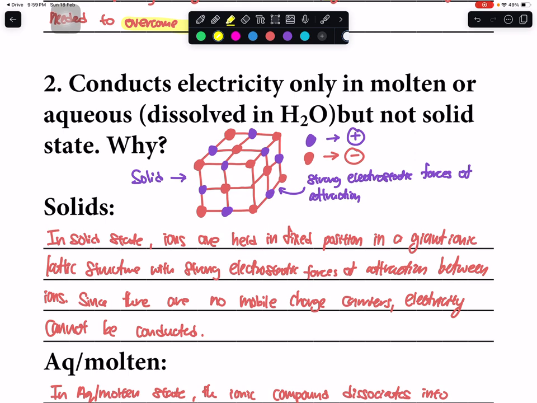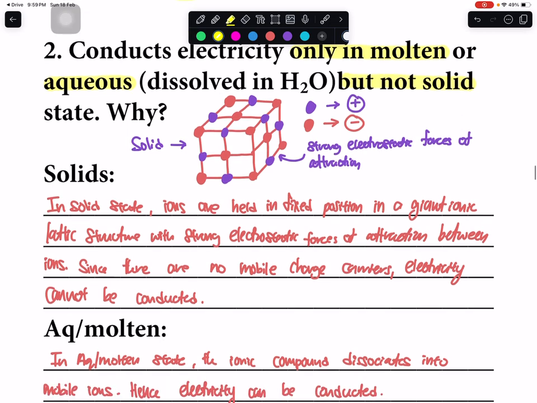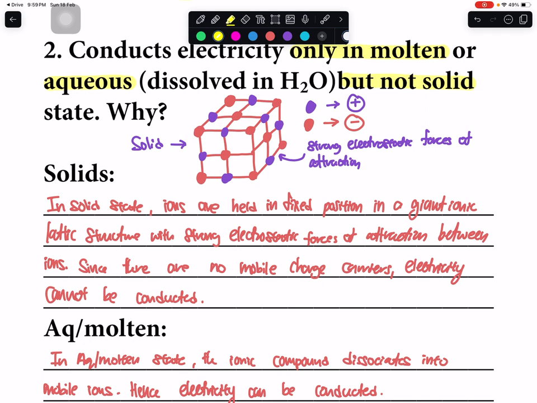Okay, students, over here we're going to talk about the ability to conduct electricity. Ionic compounds are a little bit special. They can only conduct electricity in molten and aqueous state, but not in solid state. Why is that the case? Students, help me copy the words down first. In solids, your ions are held in fixed positions in a giant ionic lattice structure with strong electrostatic forces of attraction between the ions. Let me break this down a little bit for you.